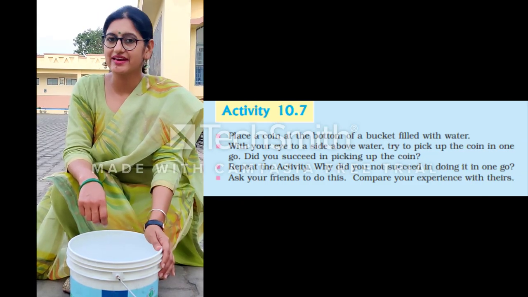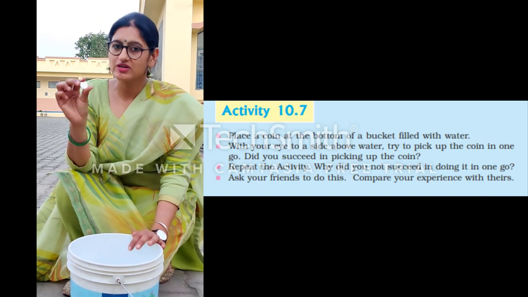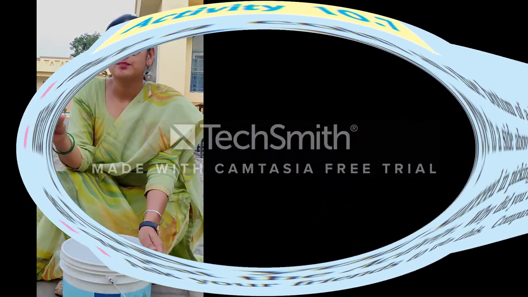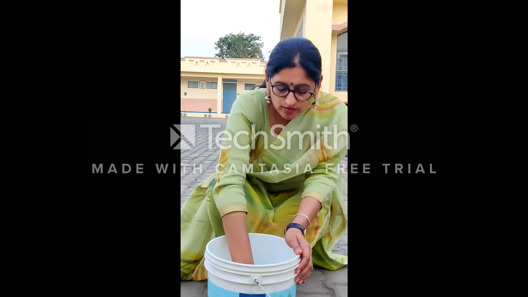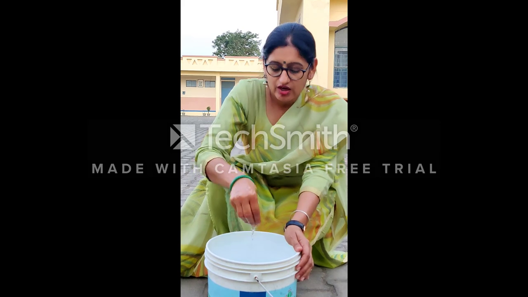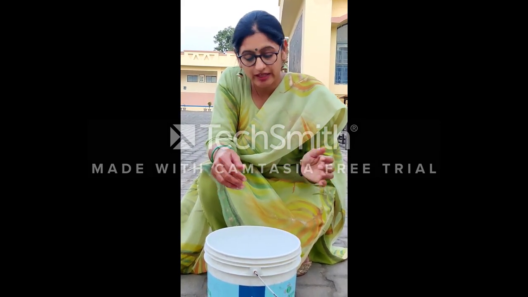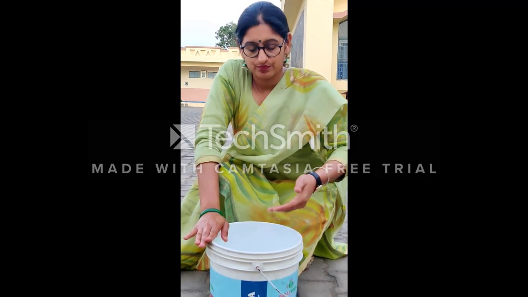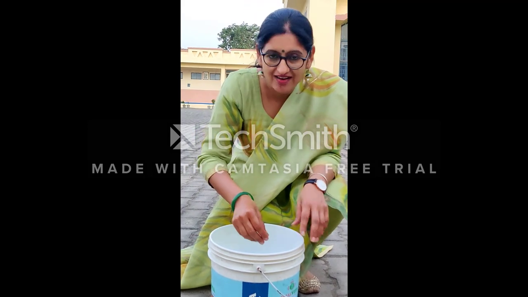Yes student, in our next activity, we have a bucket and a coin. Firstly, we pour some water into the bucket. Next, we put this coin into the bottom of this bucket. When you put the coin in the bottom of this bucket, you observe the coin from upside and you want to pick the coin. Let us start.